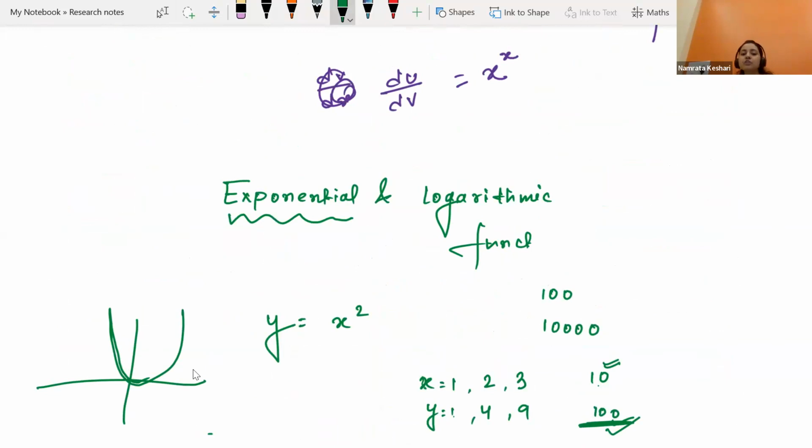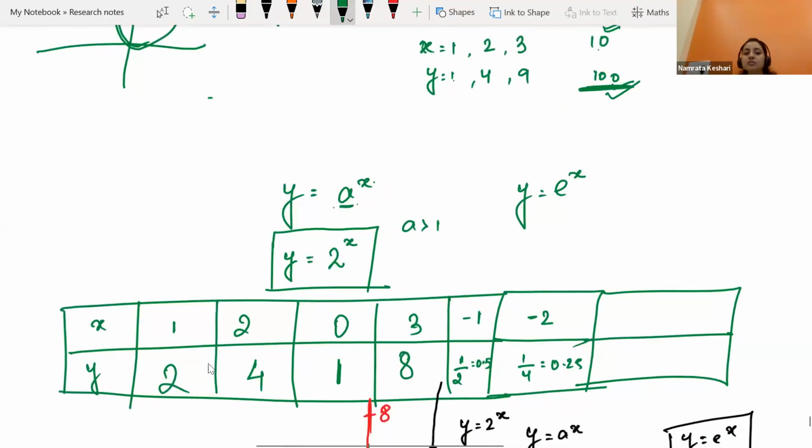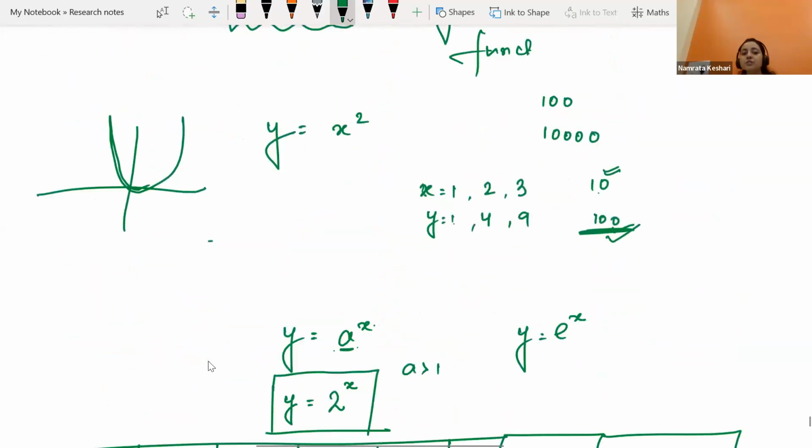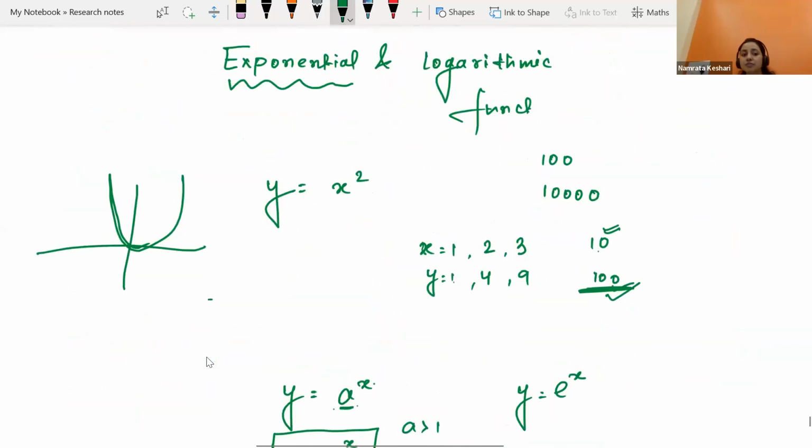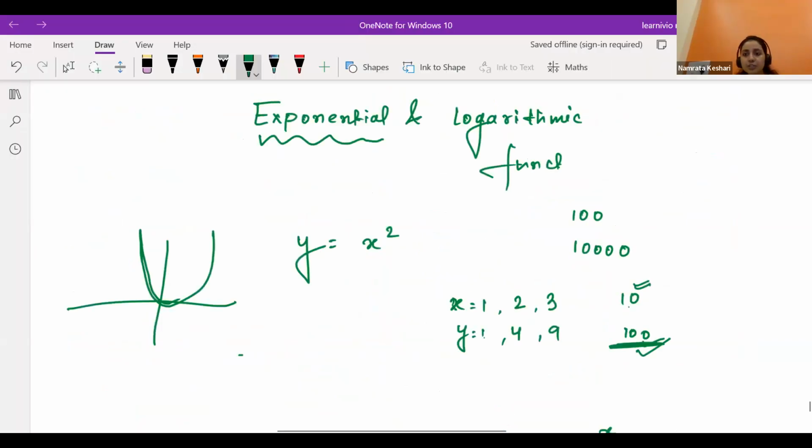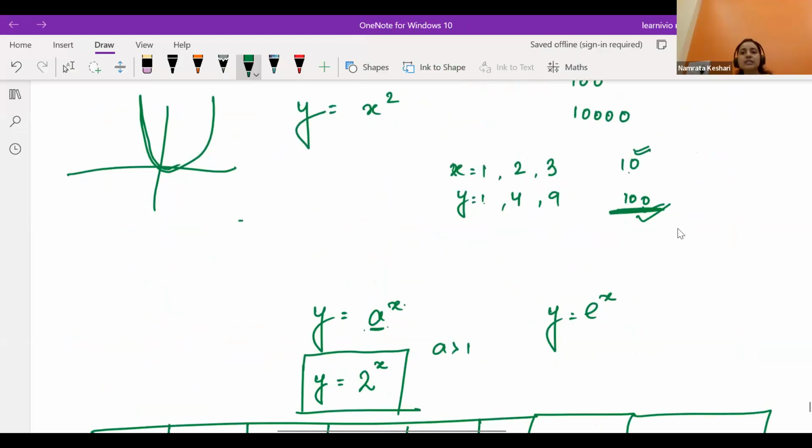If we take x to the power 4, then for a small value of x, y will be huge, right? Yes, ma'am. Right? But our exponential function's graph is much steeper than this graph. Okay, if you want me to show it, let me show it. Steeper means more towards the y-axis.